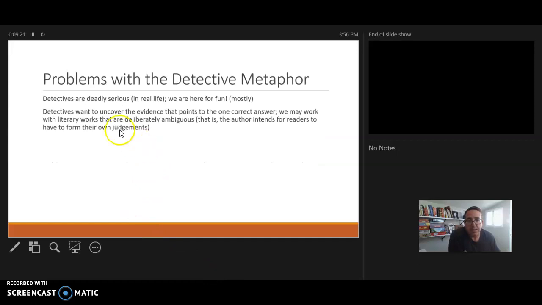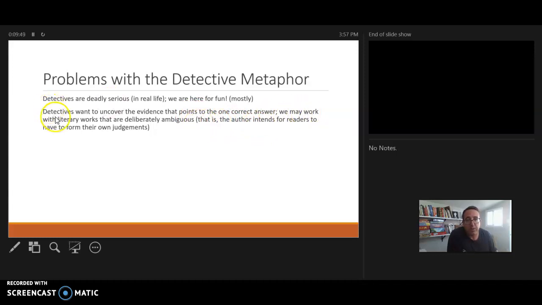And finally, I just wanted to end by thinking about this detective metaphor, circling back to that. Of course, with the detective metaphor, there are some problems with using this. Detectives are engaged in deadly serious pursuits, and we're here just for fun, right? And to form arguments and practice critical thinking, but it should be more fun than trying to track down a murderer. Here's the bigger problem. Detectives want to uncover the one correct answer. There's one killer. They need to find that killer.